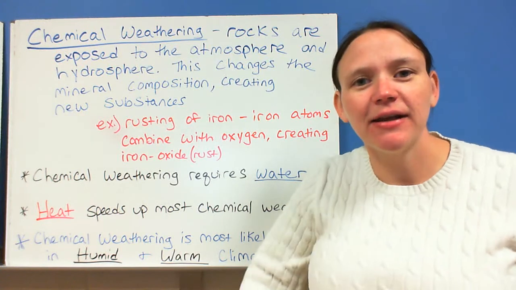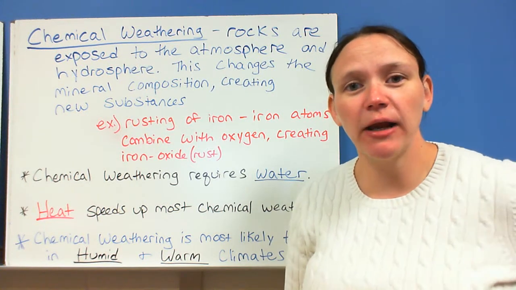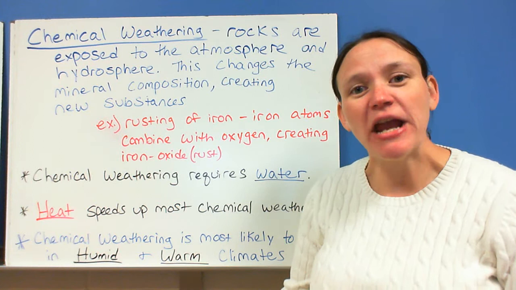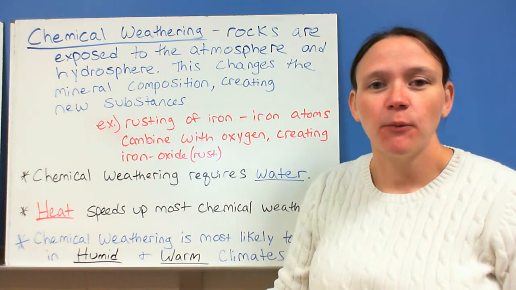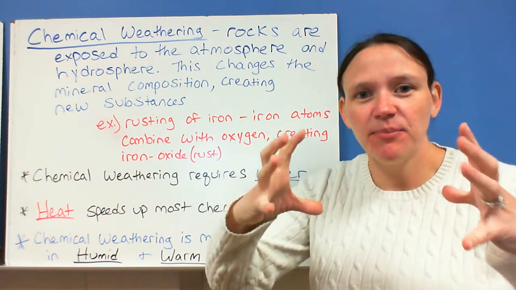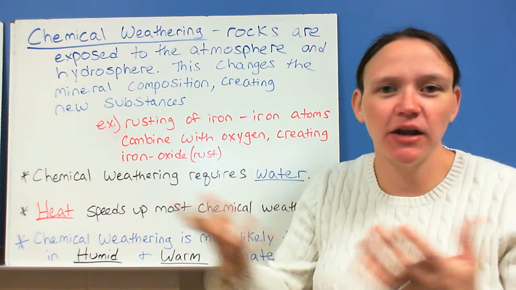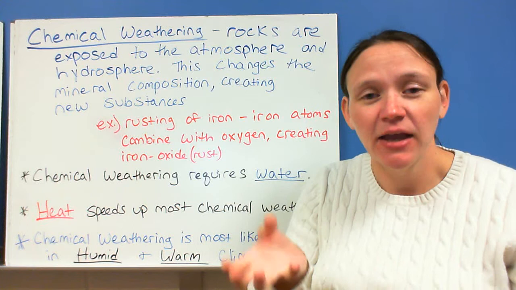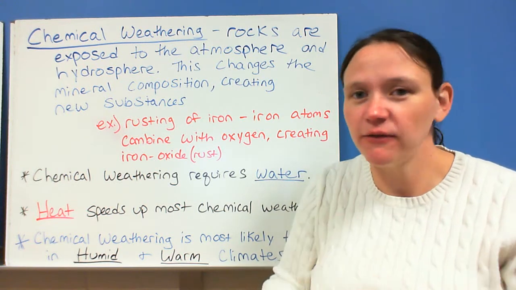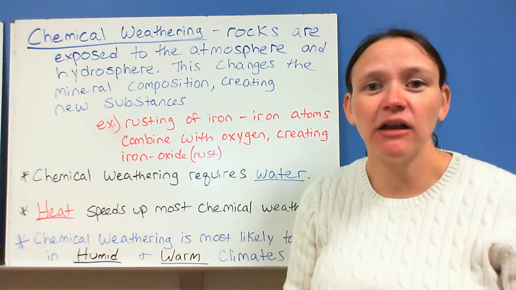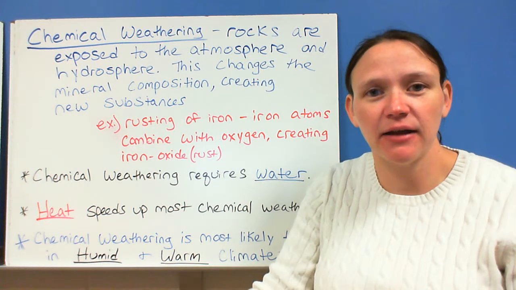Now, chemical weathering is a little bit different. We're still breaking the rock down, but we're changing what we end up with. With physical weathering, if you have a big piece of granite and you break it down into a bunch of little pieces because of, say, gravity, it falls and it breaks, you still have granite. It's just little pieces of granite. Chemical weathering is changing what you have in the end.